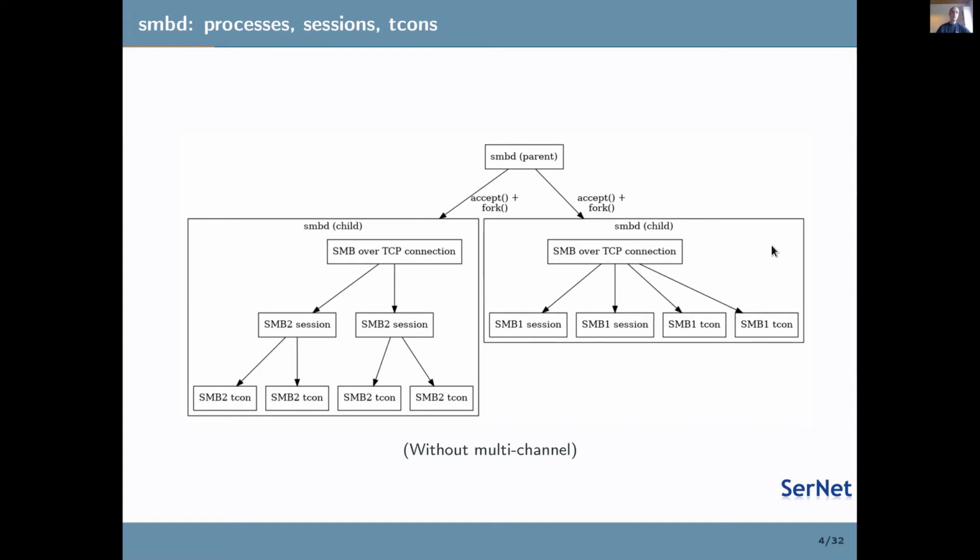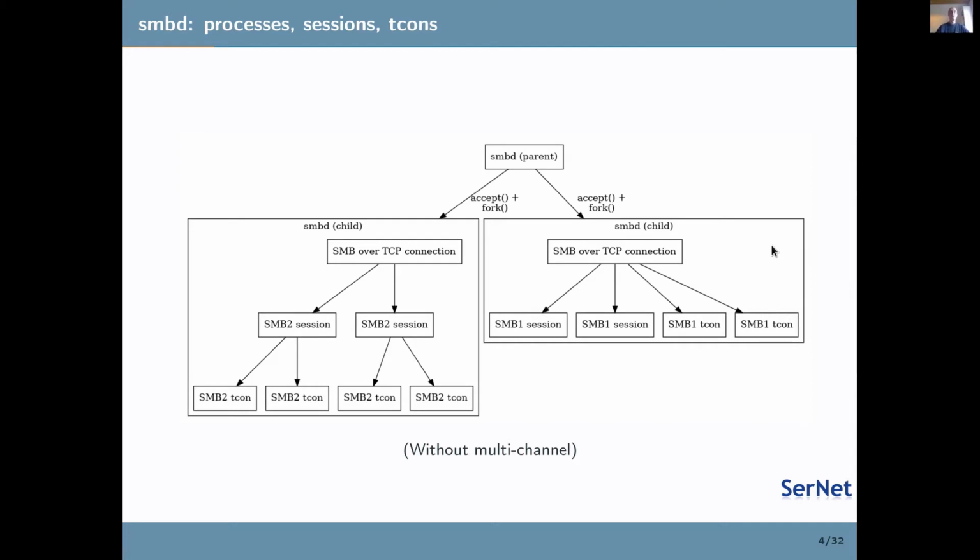This is actually only true without multi-channel. With multi-channel, you could have more than one TCP connection per process in the child. And for SMB2, you can have multiple authenticated sessions for different users in one process. The tree connects, the share connects of the users, hang off the sessions. They are tied to the sessions.